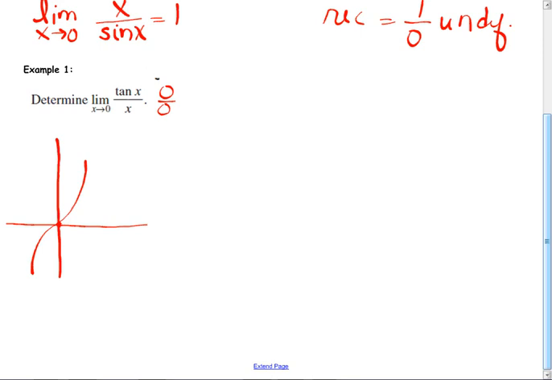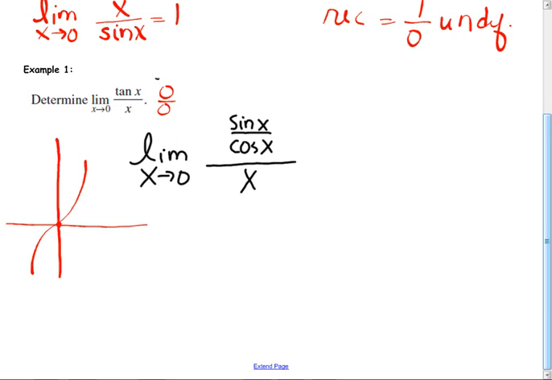Okay, so let's do this problem. Now, once I do this problem, you may use this result. It's a theorem that's proven, but I have to prove it. Now, you have to convince me that you know what you're doing. Remember that. What's tangent? Sine of x over cosine of x. And that's all over x. You still have 0 over 0.